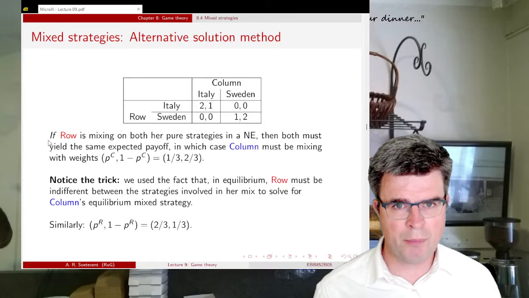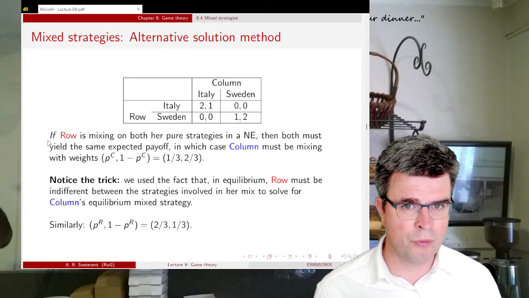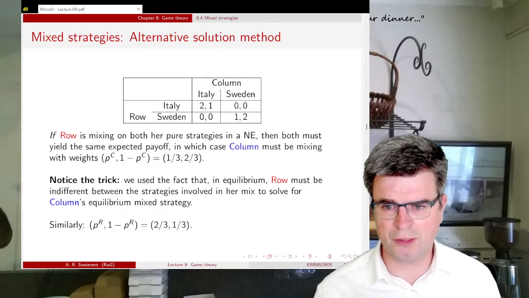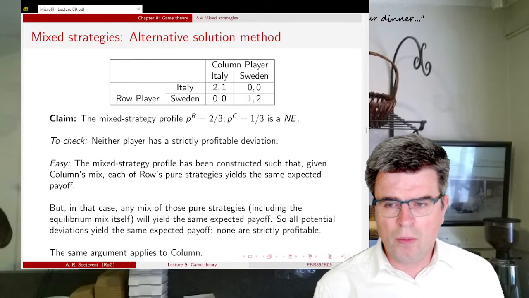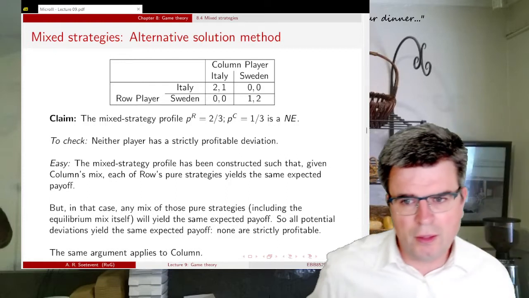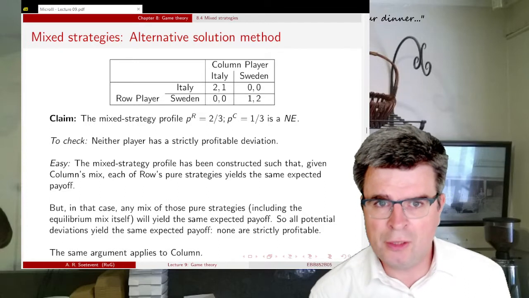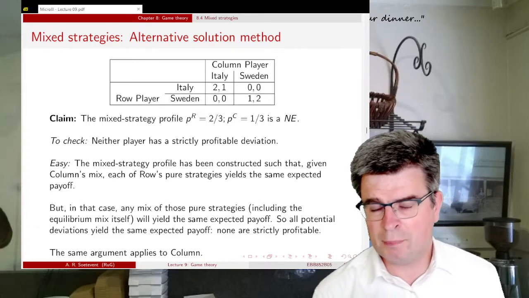And in the same way, we can find the equilibrium value for the row player, and we will arrive at PR equal to 2/3, just as in the example before. You can check it yourself. So, let's check whether this mixed strategy profile 2/3, 1/3 is really a Nash equilibrium. Does it satisfy our definition of a Nash equilibrium?